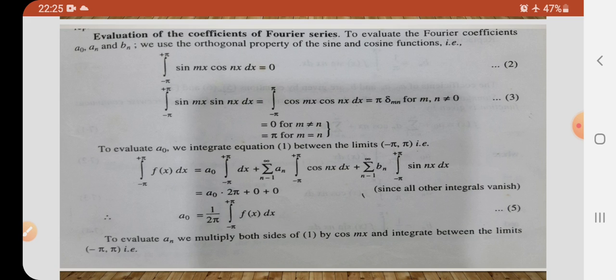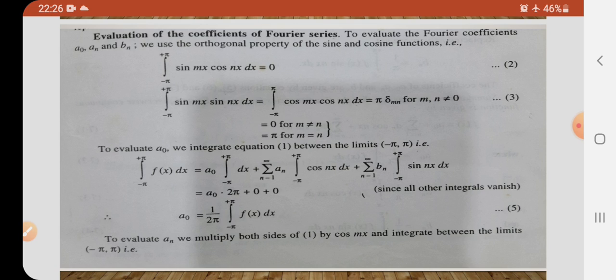First, we will evaluate the coefficient a0. For this, we integrate equation 1 between the limits minus pi to plus pi. Equation 1 means our equation which we have written, f(x) equals a0 plus a_n plus b_n in the form.